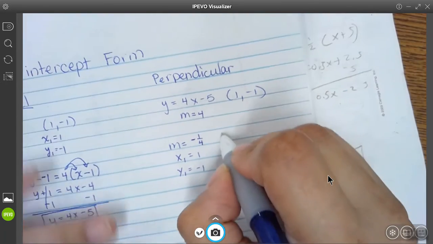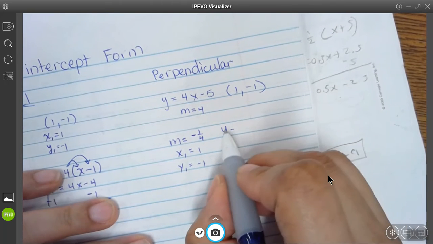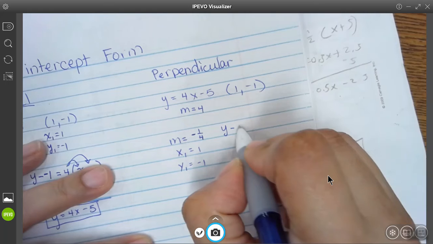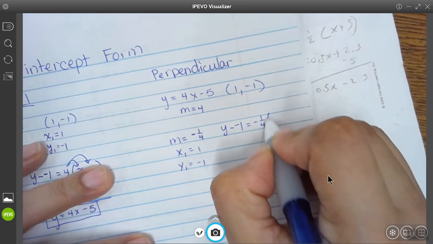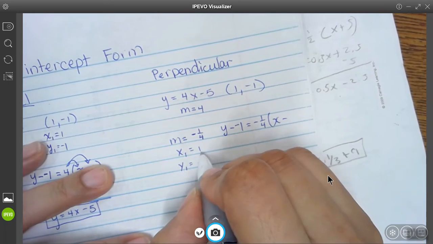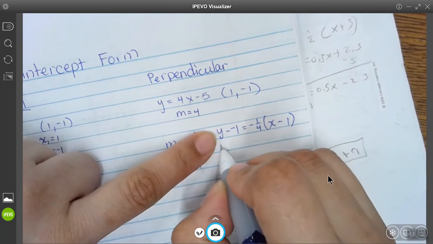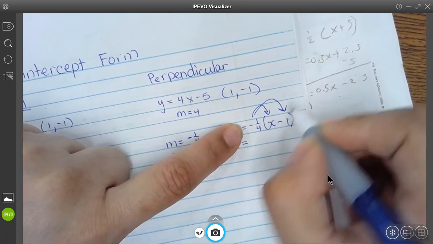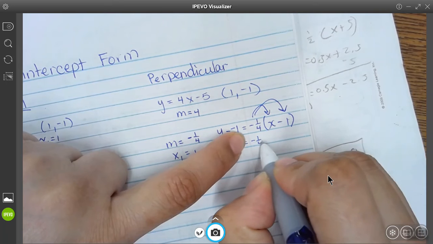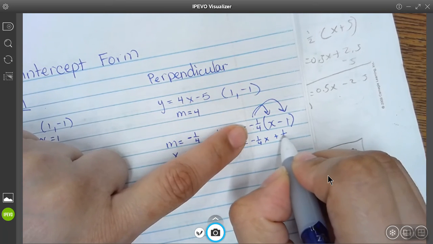All right, so you're going to start with point-slope: y minus a negative 1 equals the slope times (x minus a positive 1). All right, minus a negative becomes a positive. Distribute, distribute. Negative 1 over 4. Negative times negative is positive. So here we go.